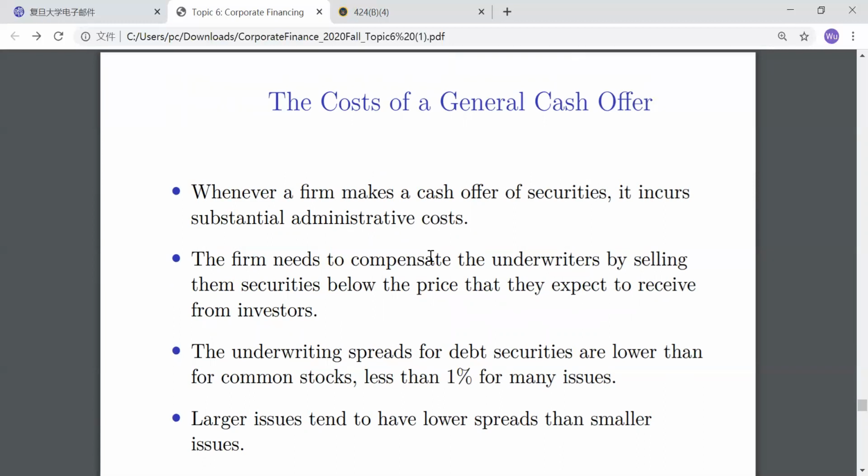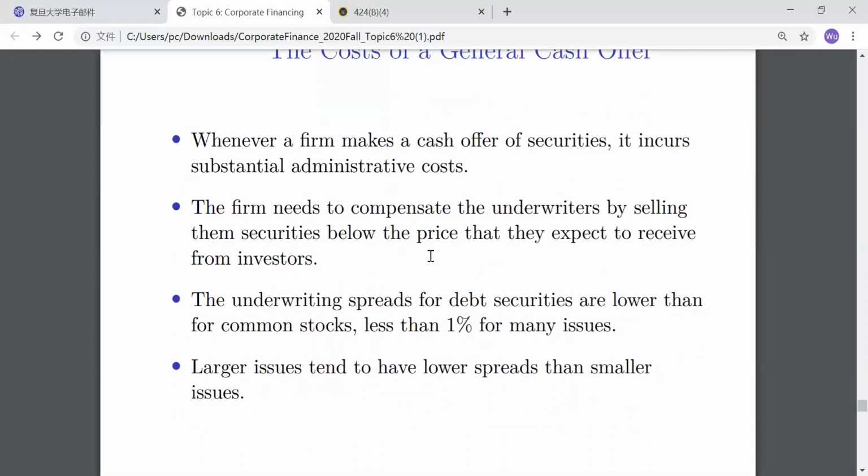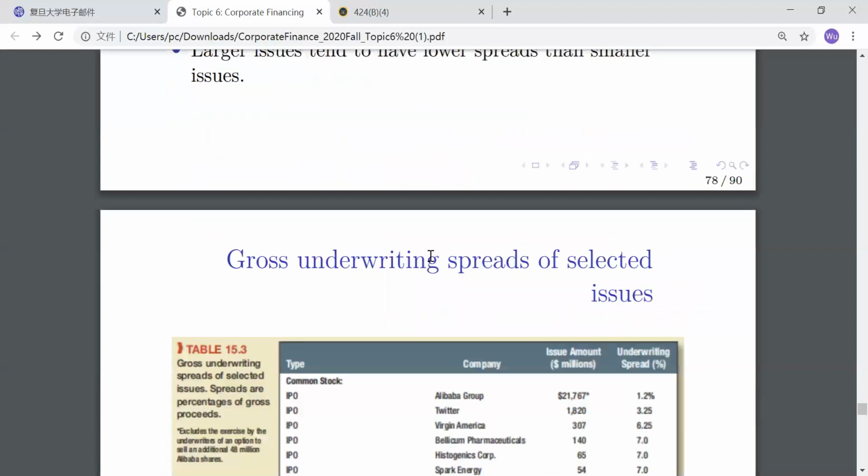So you need to compensate the underwriters by selling the securities below the price, and underwriters will need to profit from that, right? The underwriting spreads for equity issuance are quite large, like 5 to 7%. Of course, if you issue debt, that's a little bit lower than for common stocks. For many issues, it's less than 1%. Large issues tend to have lower spreads than smaller issues, but there's always a cost of issuing the security if you do a general cash offer.